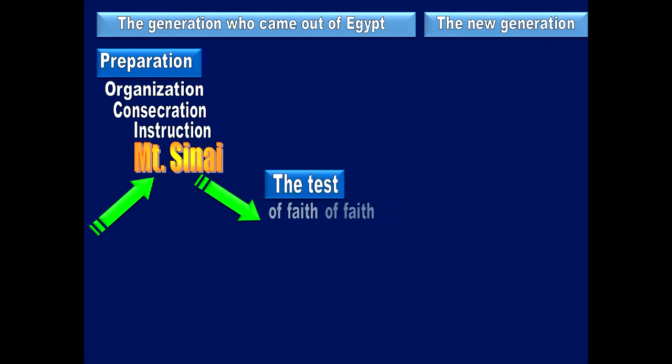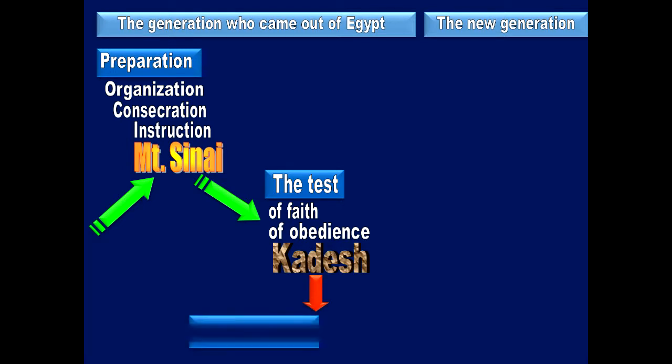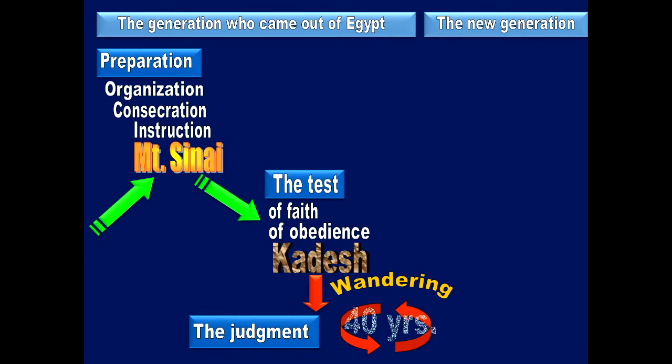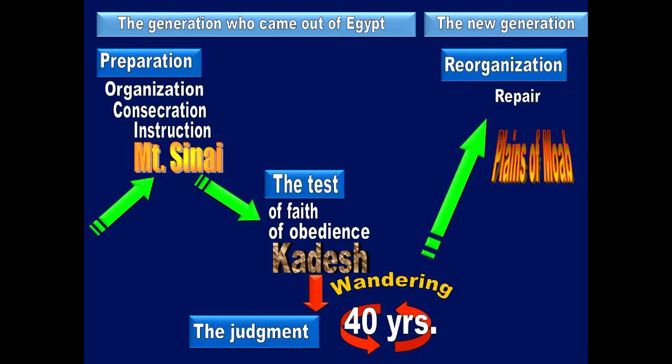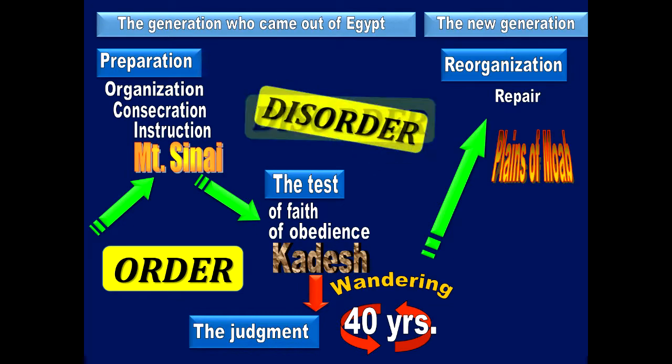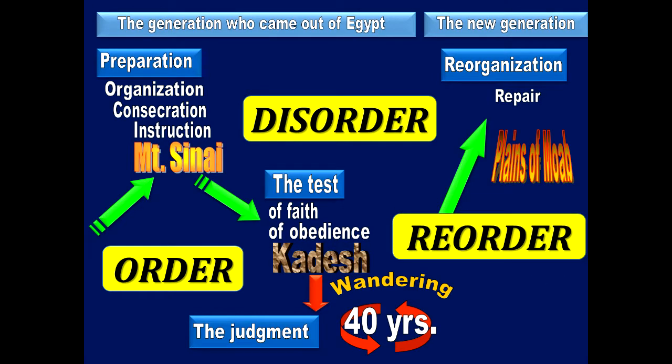Then we had the time of testing of faith, testing of obedience, and this was at Kadesh Barnea, where they were to trust in the power of God to be able to take over the land, in which they failed to do so, and therefore they had judgment. And then we had wandering for 40 years, due to the days that they were in the land. And then we have the transition that comes, a new generation. We have reorganization, repair, and the plains of Moab. And so now Moses is preparing the new generation to enter in. So essentially we have order, disorder, and then reorder.